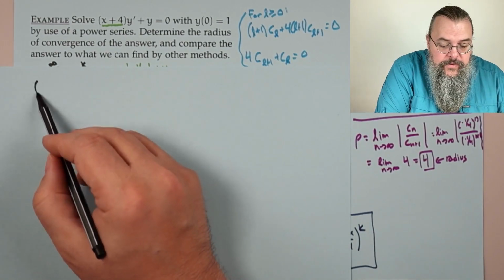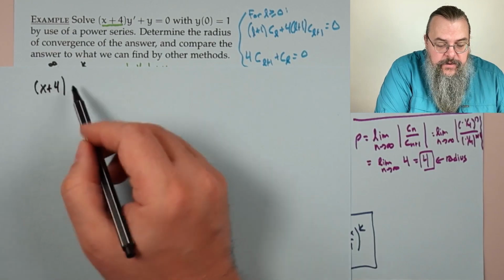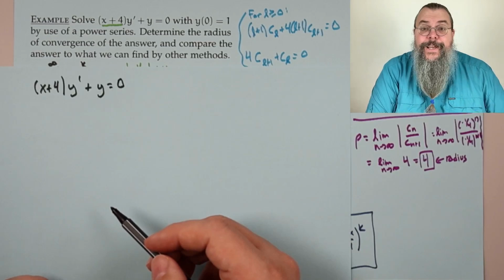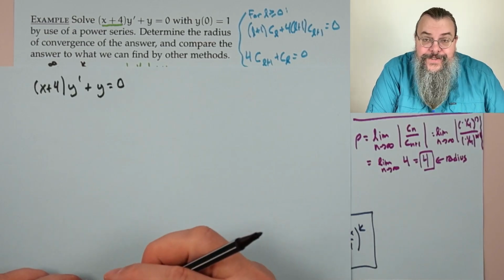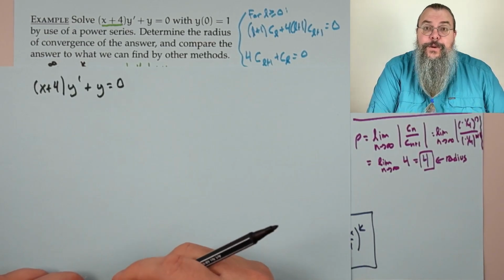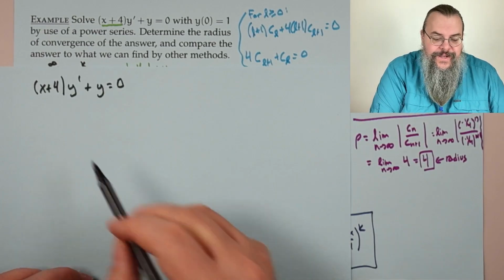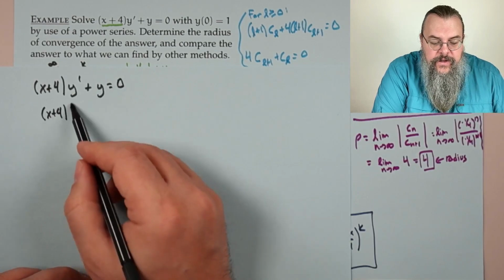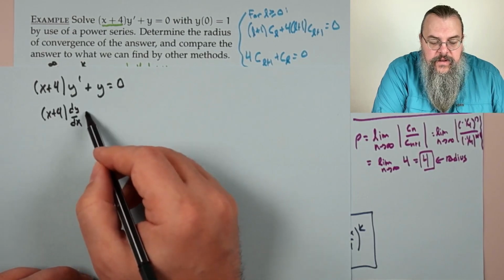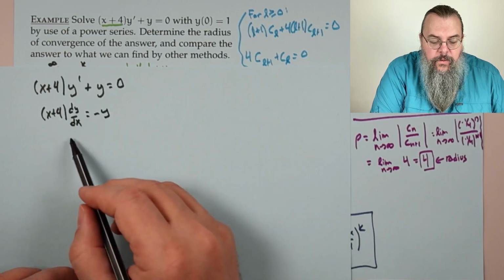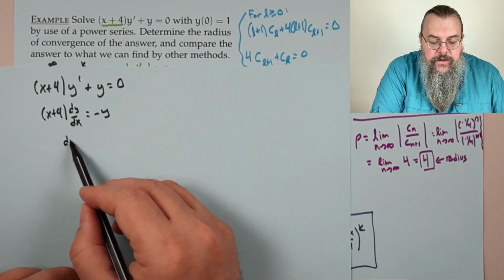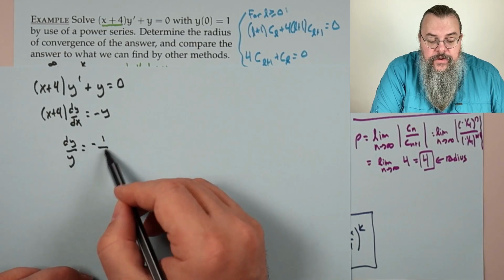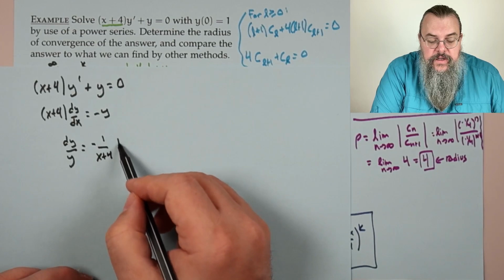So, let's solve this equation another way. Is there another way we could solve this differential equation? The answer is yes. We can solve this by separation of variables. We can rewrite this as (x plus 4) dy/dx equals negative y, or we could say dy over y is equal to minus 1 over (x plus 4) dx.